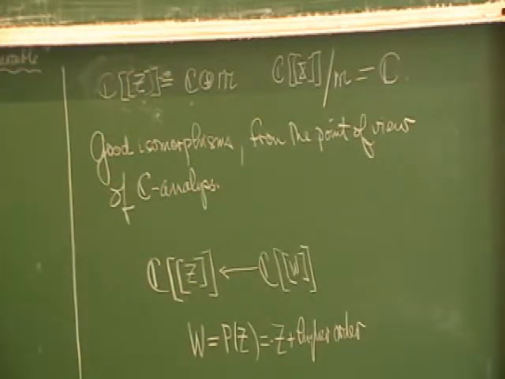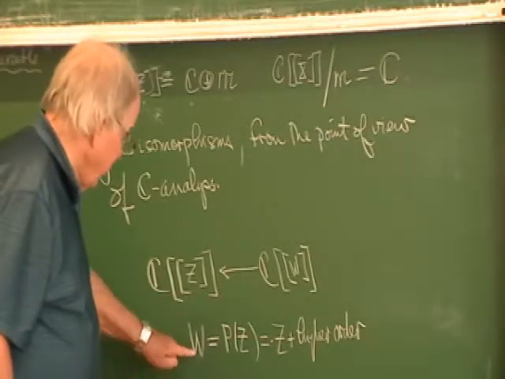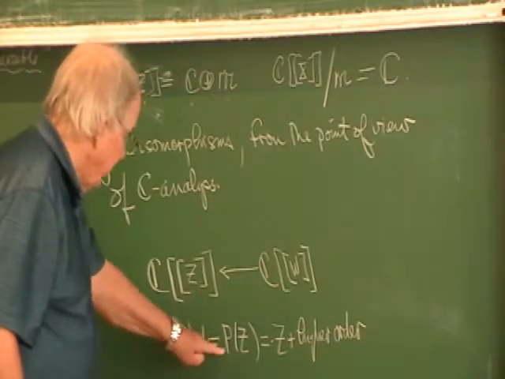You agree? Right? It has to be. You have no choice. Right? So W has to be equal to P of Z.